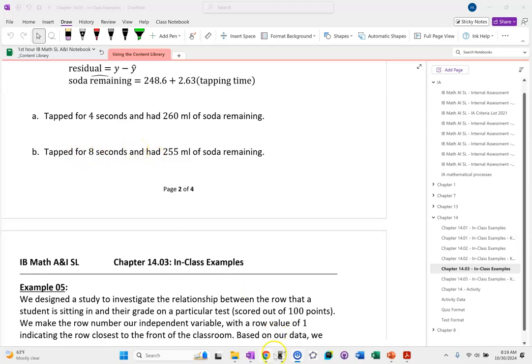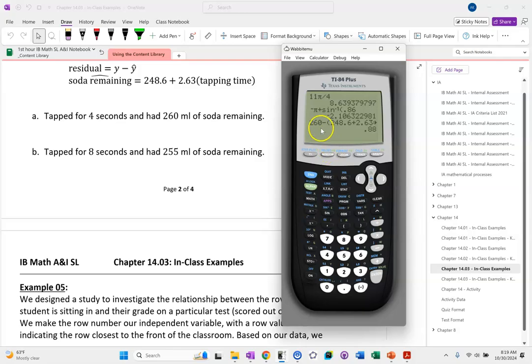What did you do to get that 180? So I did 260, that's the known value, and then minus when I plugged 4 into the model, that's the predicted value. Oh, multiplying by 14. Yep.